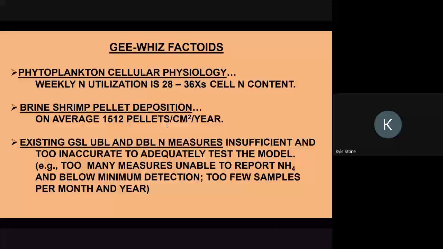That had to be built into the model. It's not just what mass of phytoplankton is out there times the nitrogen content, but it also has to take into account the cycling. Cycling is the phytoplankton are excreting. The phytoplankton are dying and being replaced. That has to be taken into account. Brine shrimp pellet deposition.